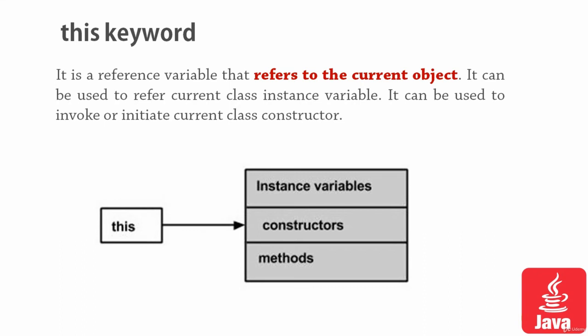Then we have this keyword, which is a reference variable, which is used to refer to the current object. It can be used to refer current class or instance variable. It can be used to invoke or initialize different class constructor. This keyword is also used with variables because there might be different set of variables.